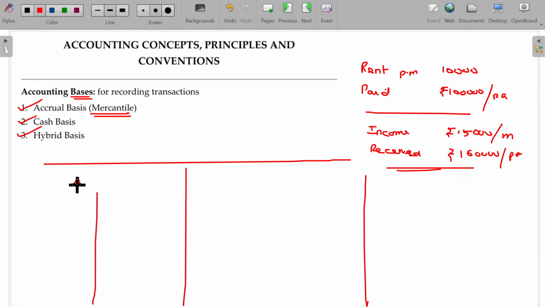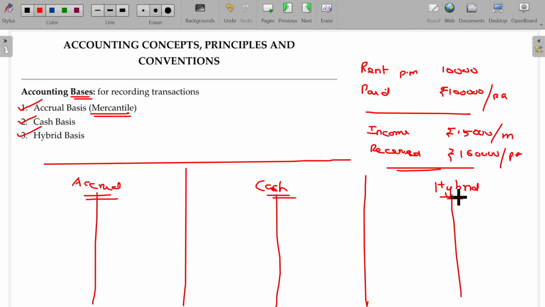Now, under accrual system, cash basis, and hybrid basis, how are you going to record this? Under accrual system, rent per month is 10,000 into 12 months. How much should it be? 1,20,000 is the rental expense. Is that clear?